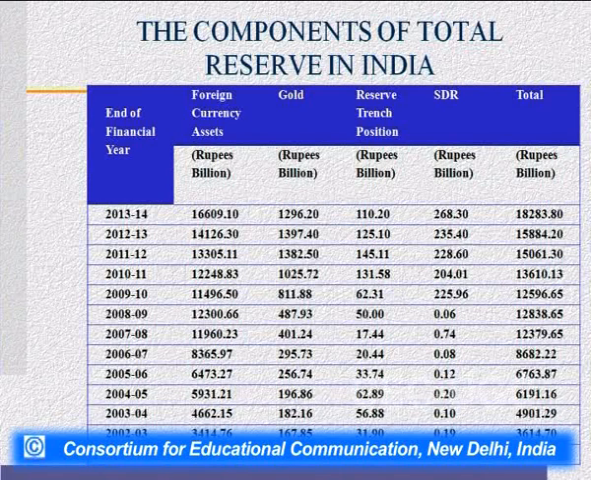Reserve tranche position is 31.90 and the SDR is 0.19 and the total is 3614.70. And the upward trend you can see here in 2008-9 and 2009-10, there is only a very slight increase. The total reserve is 12838.65 and there is a decrease in 2009-10 to only 12596.65.